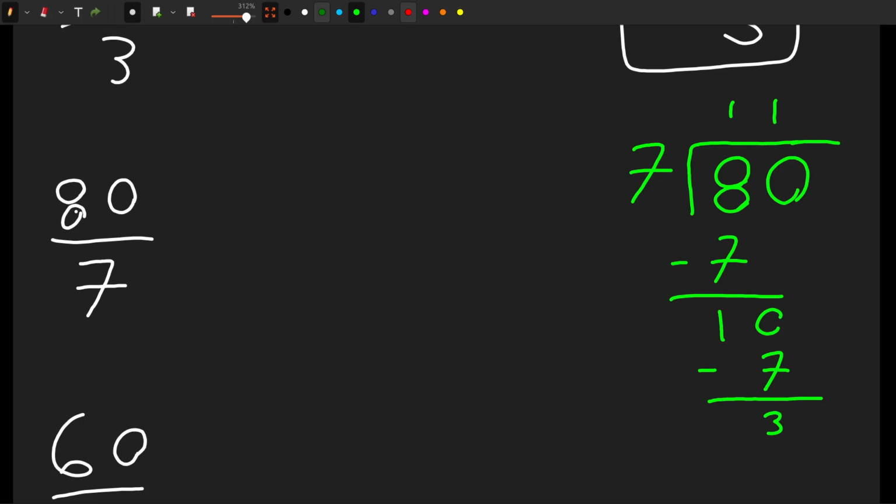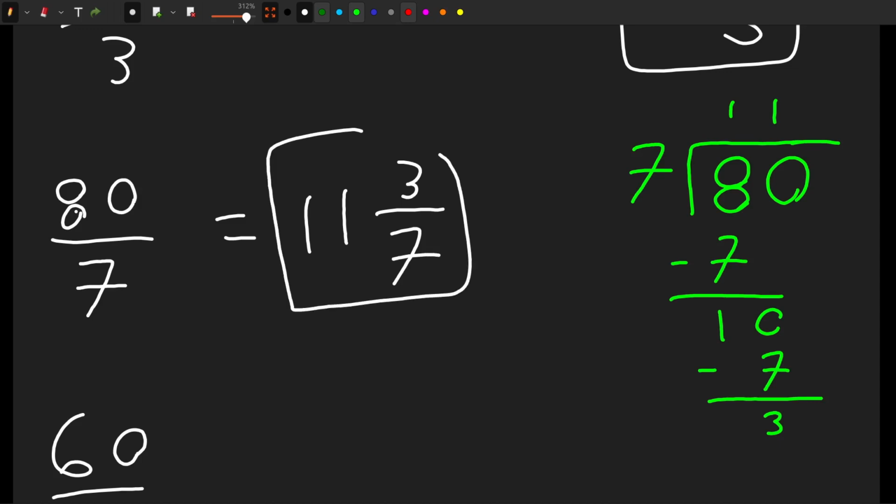Okay, so in this case, my answer is 11, which is the whole part. The 3 that's remaining, that portion that's remaining, that's my numerator, because it's the part of the whole that I'm looking at. And 7 is my denominator, so it remains the same. 11 and 3/7.